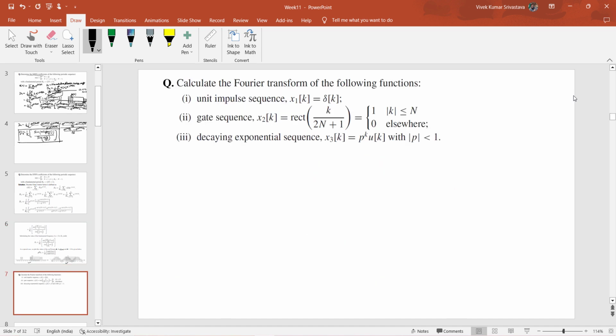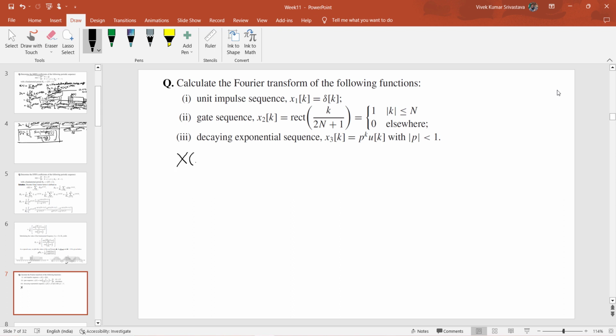So the next problem states that calculate the Fourier transform of the following function. So here we have to evaluate the Fourier transform. The first is the unit impulse sequence, the second one is the gate sequence, and the third one is the decaying exponential sequence. So for all these three sequences we have to evaluate the Fourier transform. So let us first see how to evaluate the Fourier transform, what is the expression corresponding to the Fourier transform.